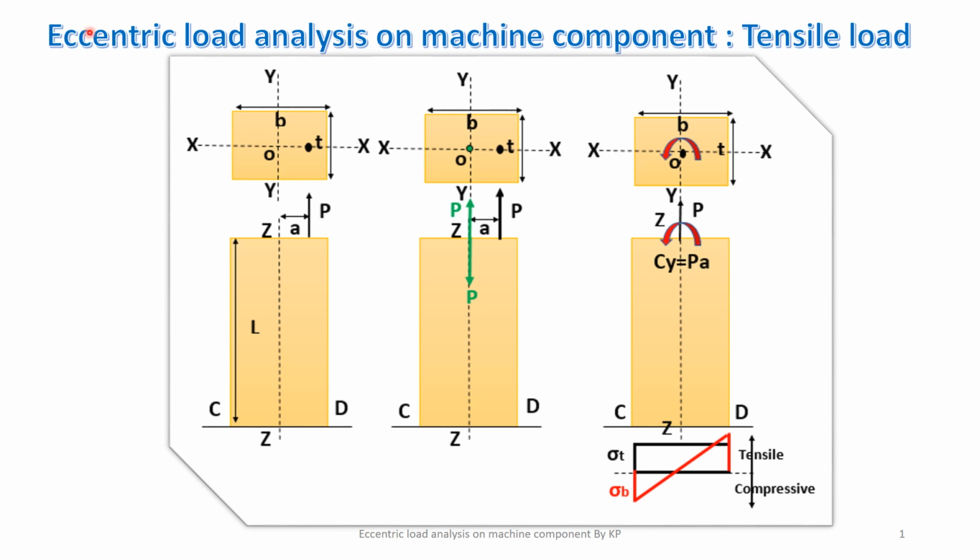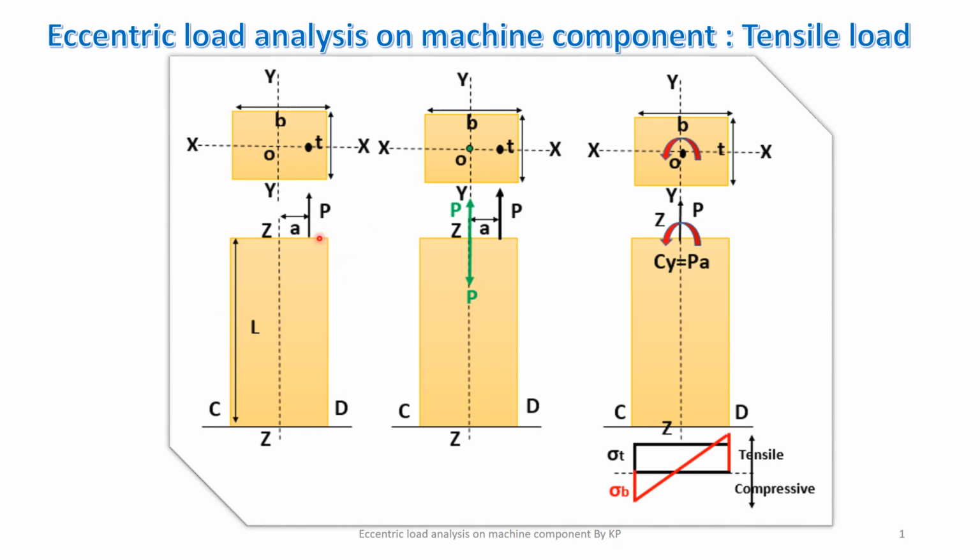In this video, the effect of eccentric load analysis on a machine component is considered under tensile load. Let us consider a machine element whose length is L and whose cross section is rectangular. B is the width of the cross section and T is the thickness of the rectangular cross section member.